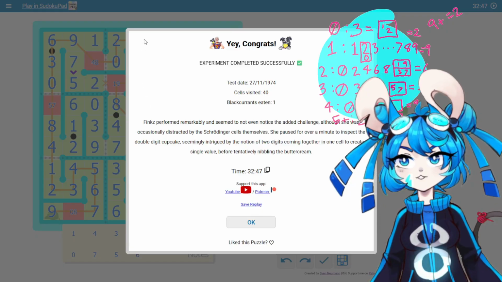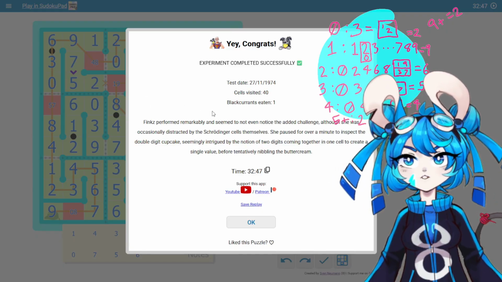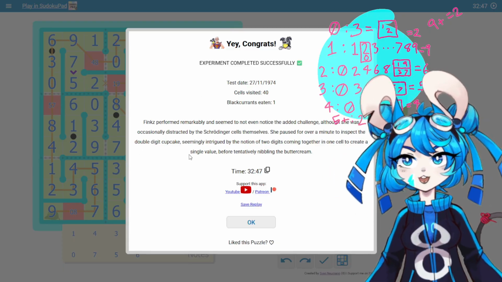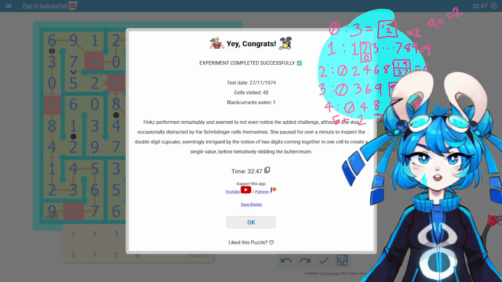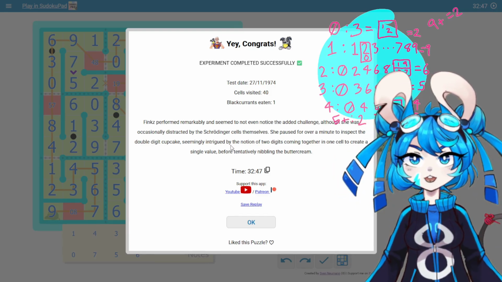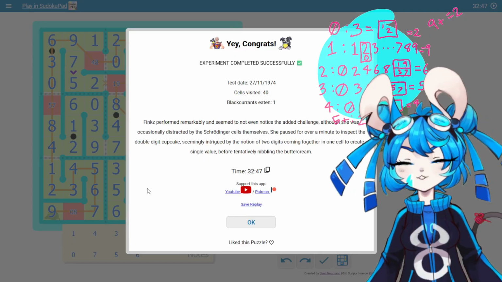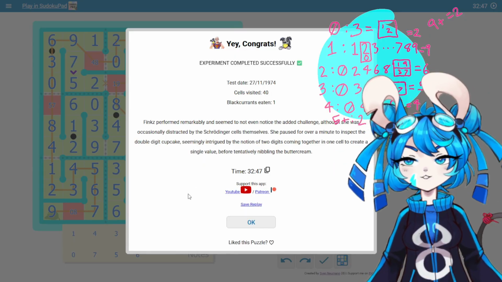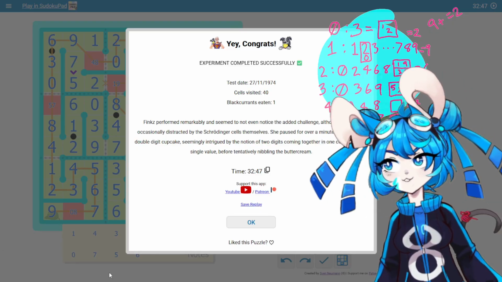Yippee! Finks performed remarkably and seemed to not even notice the added challenge, although she was occasionally distracted by the Schrodinger cells themselves. She paused for over a minute to inspect the double-digit cupcake, seemingly intrigued by the notion of two digits coming together in one cell to create a single value, before tentatively nibbling the buttercream.